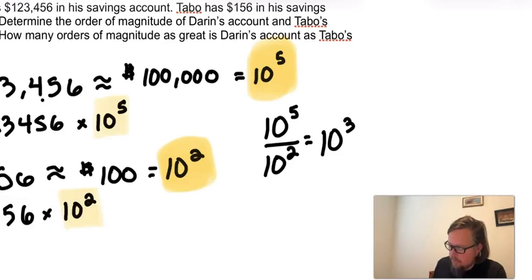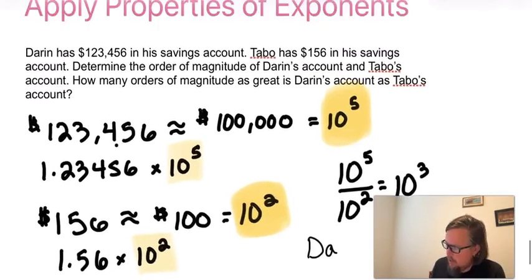So we would say that Darren's, does he have 2 R's in his name? No, 1 R.